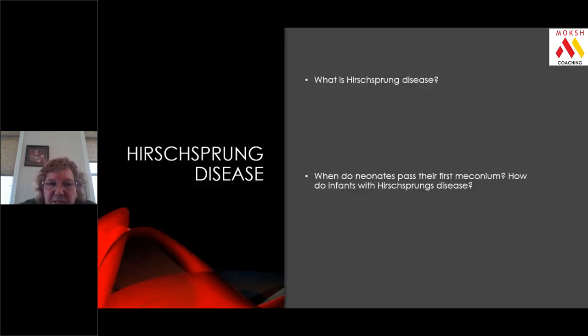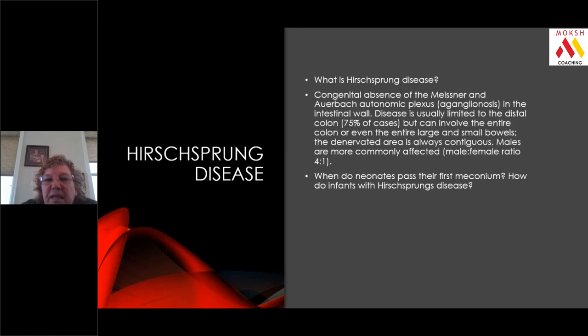Okay. This is the other one that they really, really, really like on board exams. It's called Hirschsprung's disease. Now, what is it? It is the absence of the Meissner and Auerbach autonomic plexus. So they've got agangliosis in the intestinal wall. Usually, it's limited to the end section, limited to the distal colon, but it can involve the whole colon. On your board exam, it usually is only limited to the distal portion. Boys are more commonly affected.